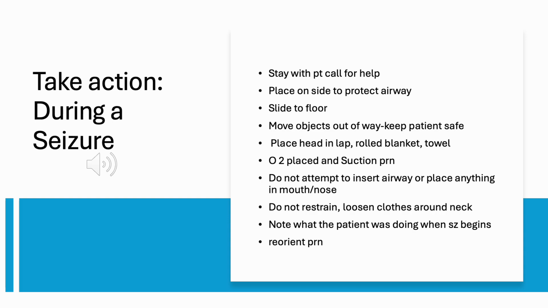You want to have O2 on if necessary and suction PRN, not a yank power, with the flexible suction cap. Don't attempt to insert an airway during the seizure or place anything in the mouth or nose. Do not restrain the patient. You can loosen clothes around the neck if need be, and note what the patient was doing when the seizure began. Reorient the patient PRN. When they are postictal, and that's the period after the seizure, they need a private room and a lot of sleep. So make sure they're placed on their side when they're postictal and they have some privacy to sleep.